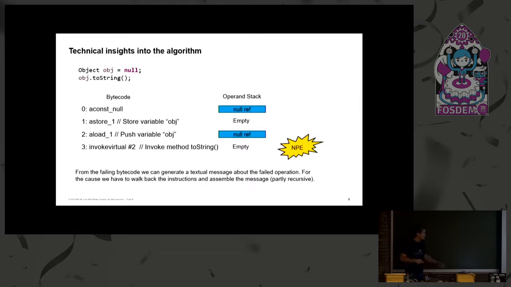Now, from the failing bytecode, we can generate this textual message about the failed operation. For the cause, we have to walk back, as I said, and that's what this algorithm starts with: to replay all this from the entry to the method until the point where the null pointer exception happened. For each bytecode, we have a representation of this operand stack, and from this operand stack we have backlinks for each field to the instruction which pushed the value there, and that helps us to then walk back and generate the message.